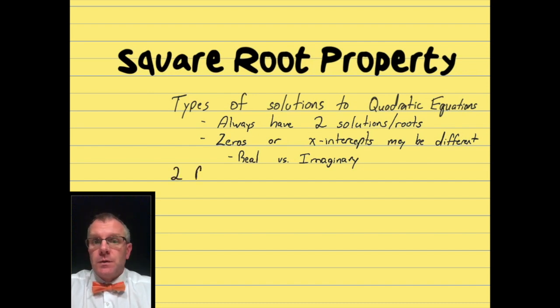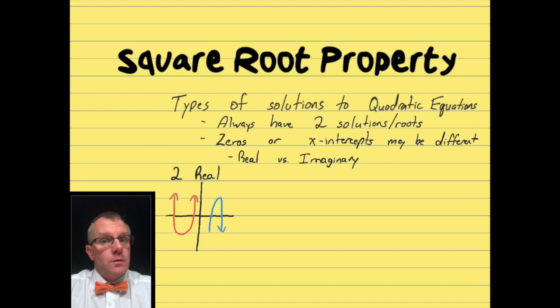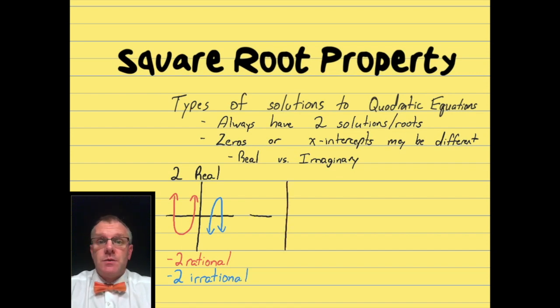Now, the two real solutions can be broken up into rational. Remember, the rational are ones that we can write as a fraction, or irrational. So our first option, two real zeros, two real solutions, two real places that it crosses the x-axis. And like I said, those can be rational, they can be whole numbers, they can be fractions, or they can be irrational. They can be things like the square root of 17, but it still crosses the x-axis. So you have two zeros and two real roots.